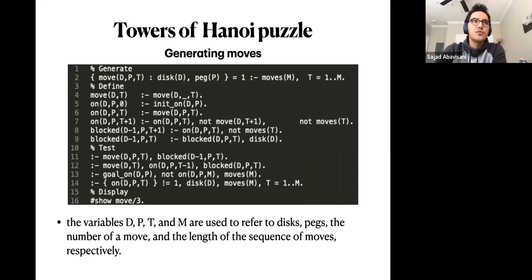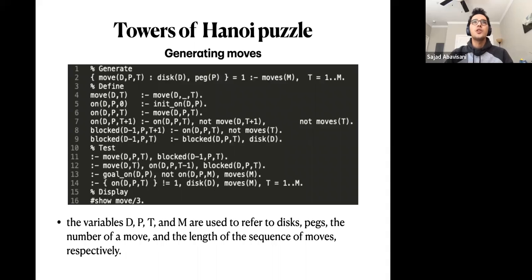It has different parts. First, we generate all the moves that we can have. Then we test. Basically, that's the stage that I told you earlier, that we first produce all the possibilities and then we add constraints and remove the ones that are not correct. I can go into details on this if you want.